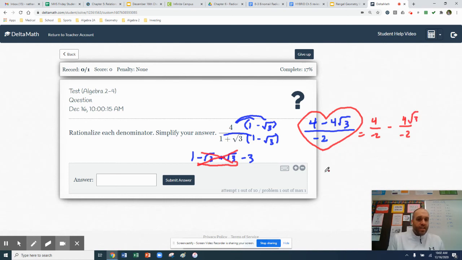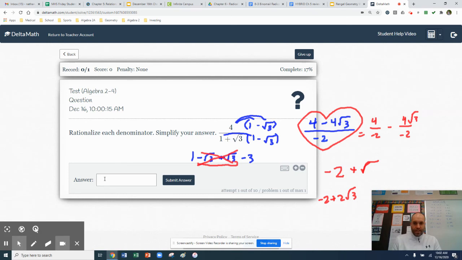Right there. So 4 over negative 2, that's going to give me negative 2. And then a negative divided by a negative will give me plus 2 roots of 3. Whoops, I forgot the 2 there. Let me rewrite that. Negative 2 plus 2 roots of 3. So there would be my final result. Then I can go ahead and put that back in there.